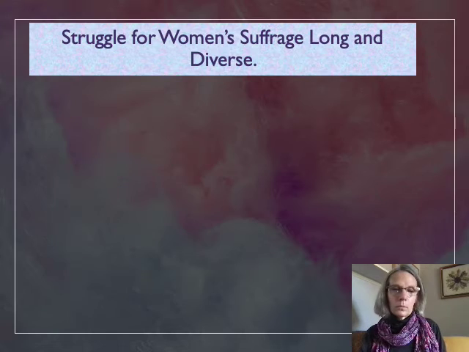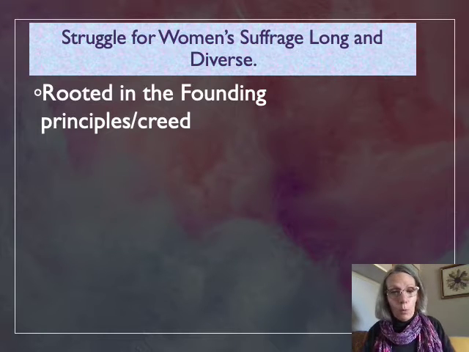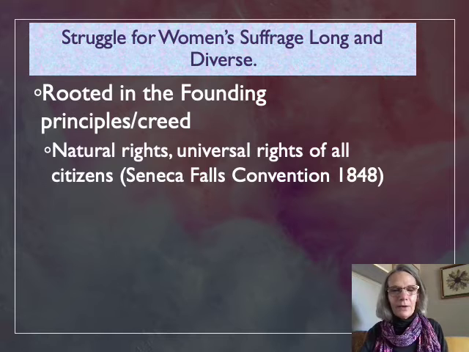But this gives you a nice overview of the expansion of universal suffrage in the United States. So the struggle for women's suffrage was a long struggle, and it was a diverse struggle as well. And one thing to keep in mind is that the struggle for expanding the rights of women was really rooted in the founding principles, the so-called American Creed that's outlined in some of our founding documents, in particular the Declaration of Independence. In the Declaration of Independence, it says that we hold these truths to be self-evident, that all men are created equal and they're endowed by their creator with certain unalienable rights.